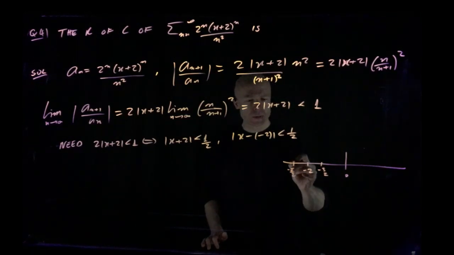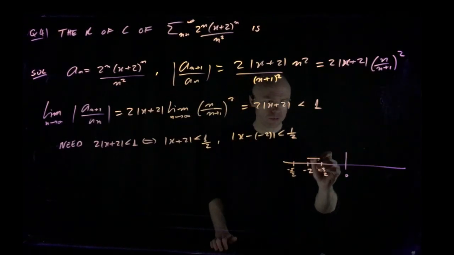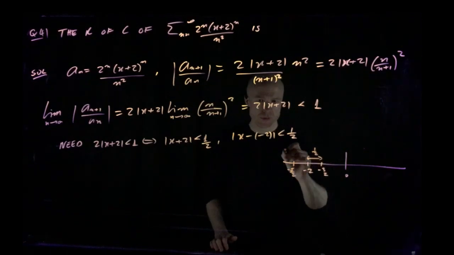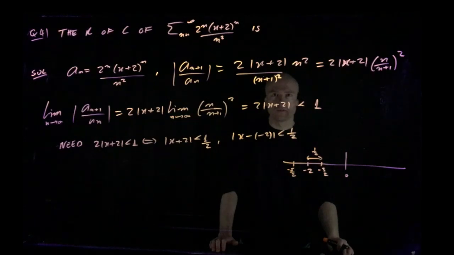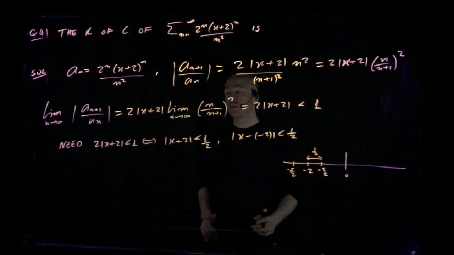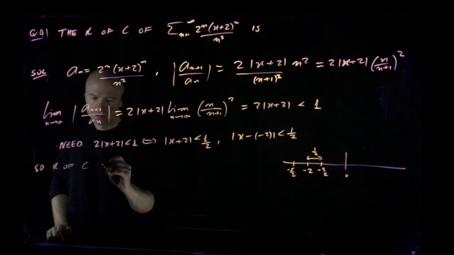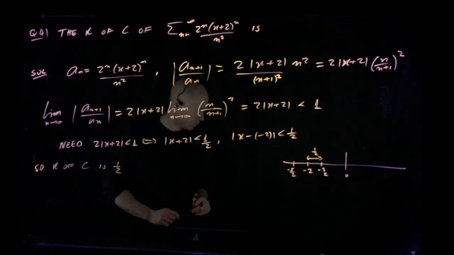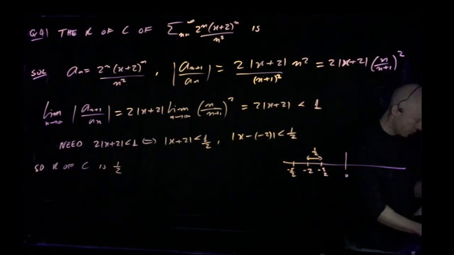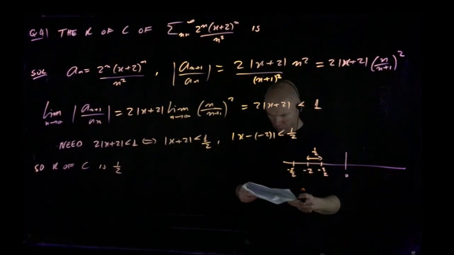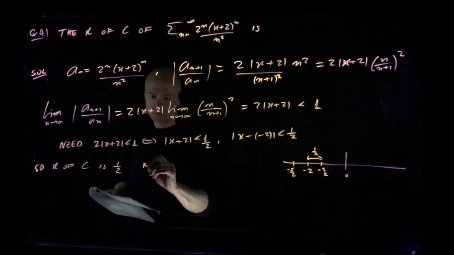So we don't know yet about the endpoints, but we know that the radius of convergence is a half, because this distance right here is a half, right? And we know that if we're strictly inside this interval, then we're definitely going to converge, right? So the radius of convergence is 1 over 2. Let's see what option that is. Which is option B.